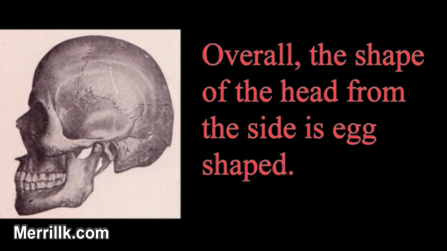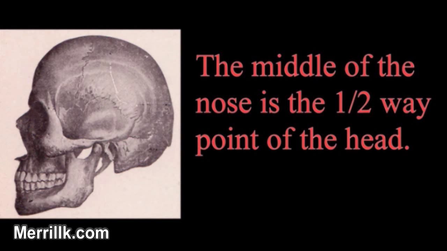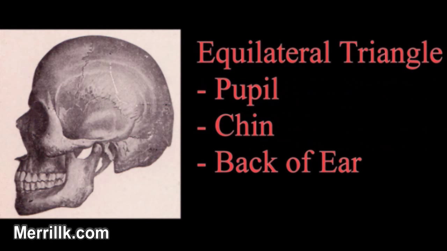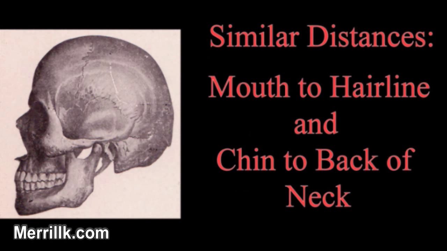We'll work from the entire head to the individual features. Overall, the shape of the head from the side is egg-shaped. It's a similar distance between the face and the back of the head and the chin and the top of the head. The middle of the nose is the halfway point of the head. There's an equilateral triangle between the pupil, the chin, and the back top of the ear. Similar distances between the mouth and chin, and the chin and throat, and similar distances between the mouth and the hairline, and the chin and the back of the neck.